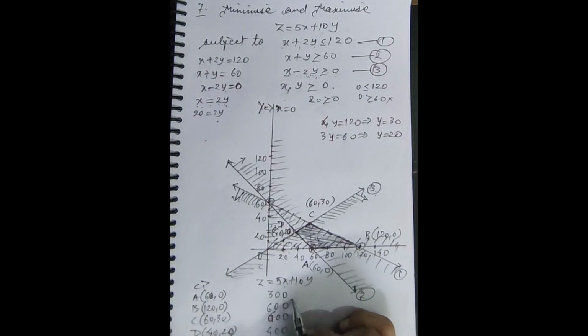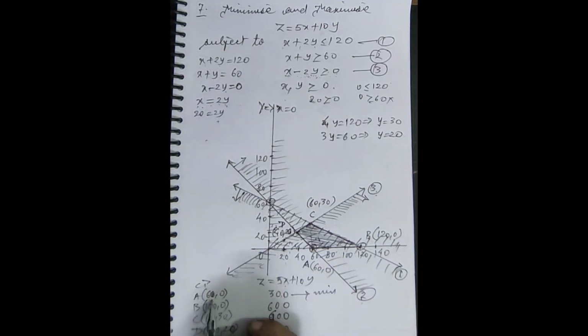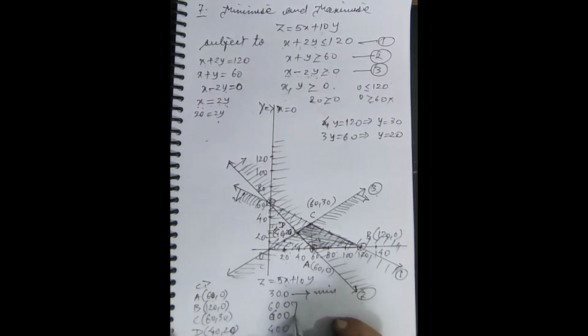Next (40, 20). So first term 40 fives are 200 and 200. We are having 400 here. So if I see, this gives you the minimum, 300 at (60, 0), and these two are giving us the maximum value of the objective function. So I hope you have understood this one. This was a completely different question from the previous cases.